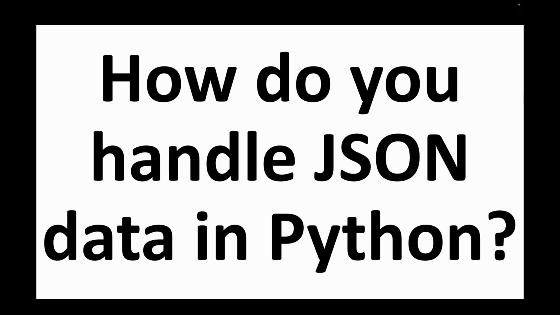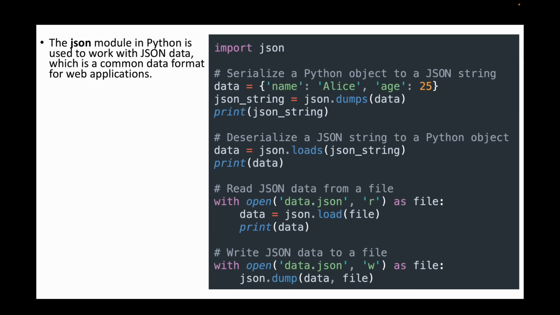The next question we have is, how do you handle JSON data in Python? For this, we'll be making use of the JSON module, which can be used whenever you're working with JSON data, like maybe you want to read the JSON data or get the data from your JSON. We can make use of the JSON module. And this is something very commonly used across web applications.